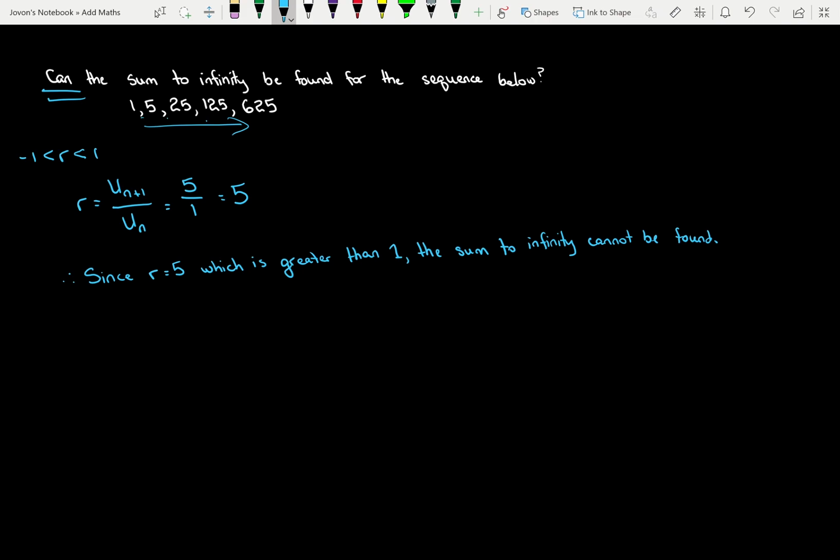Notice, however, if r is between -1 and 1, the sequence would actually get smaller. For example, it goes from 1 to 1/3 to 1/9. Okay? If you realize these terms here, if r is between -1 and 1, they keep getting smaller. And this is why you could actually find the sum to infinity of those terms.